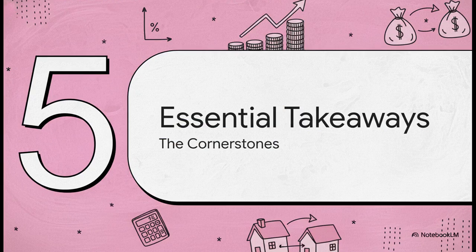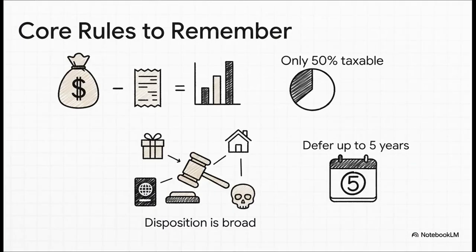Whew, okay, that was a lot to take in, especially with that example. So let's step back and boil this all down to the absolute essentials. These are the cornerstones, the things you have to walk away with today. So let's recap the big 4. Number 1, the formula. Your gain is your proceeds minus your ACB plus your expenses. 2, the golden rule. Only half, 50% of that gain, is actually taxable.